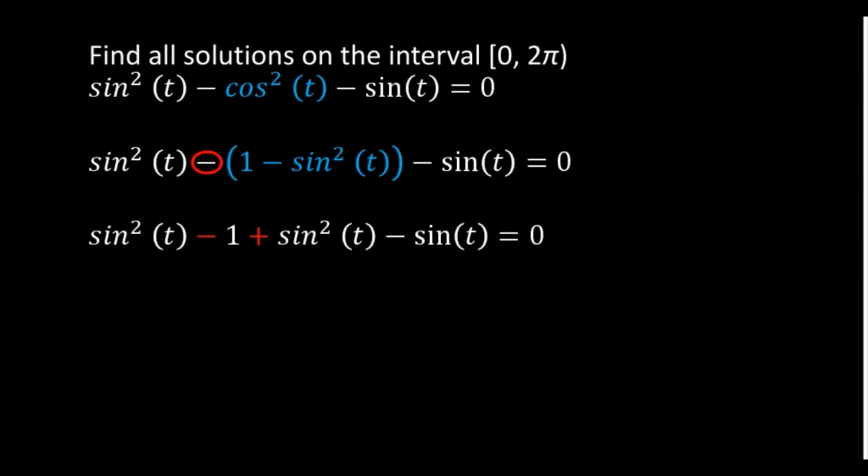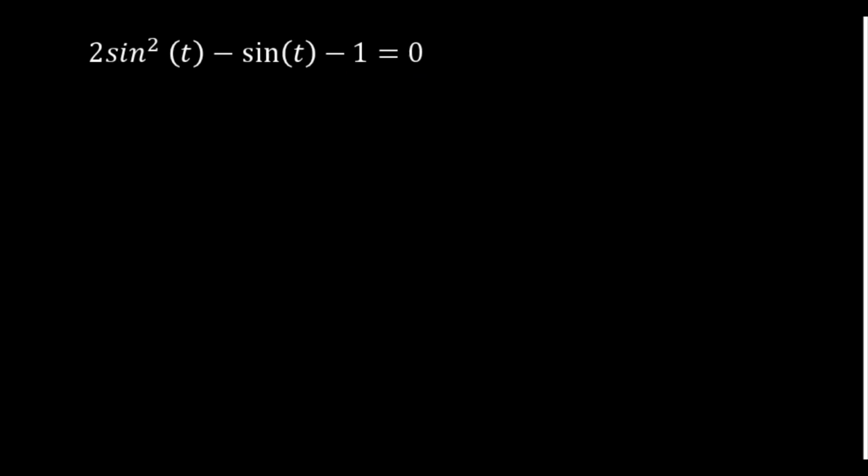Now we can combine the like terms. So we see that sine squared and sine squared will give us 2 sine squared of t. And the rest I will write in descending order. So we will have negative sine of t minus 1 equal to 0. So this is the equation that we have so far.